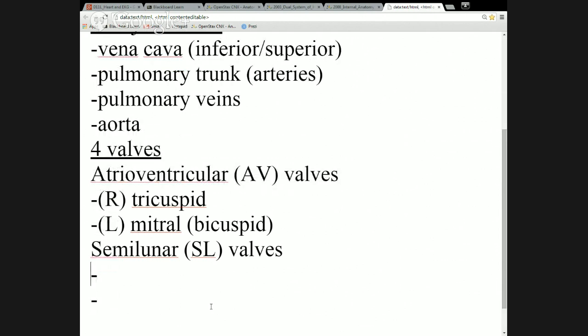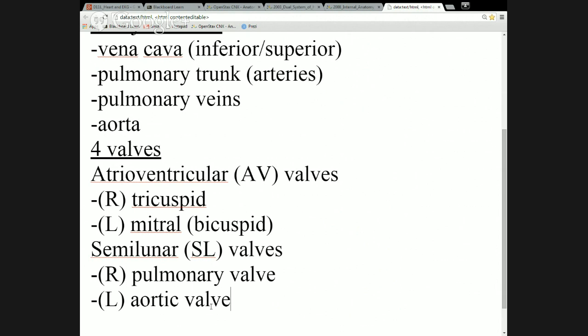These are between the ventricles and the arteries that they connect to. And they're both named for the artery where we find them. So on the right side, we have the pulmonary valve. And on the left side, we have the aortic valve. So again, those are the different players there.